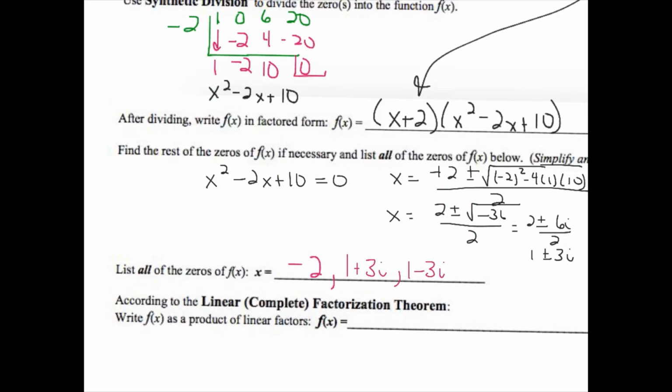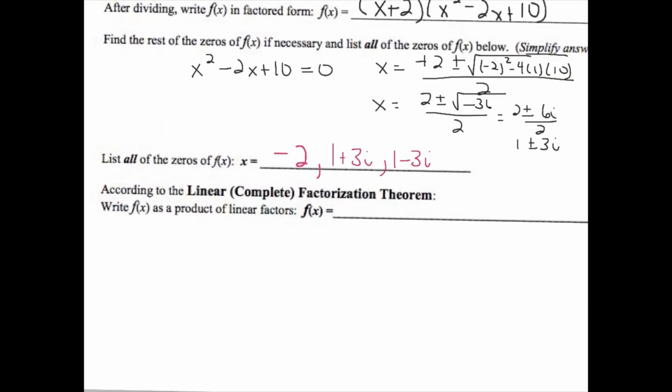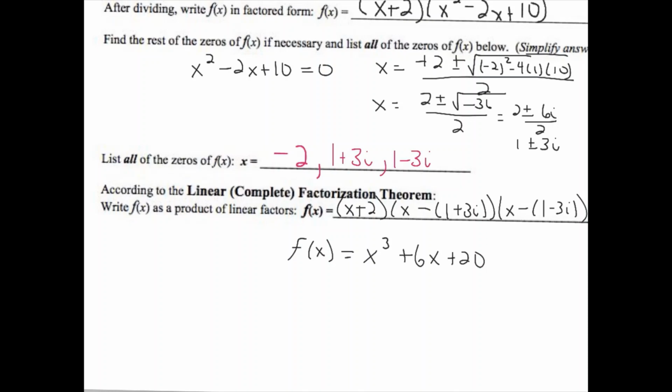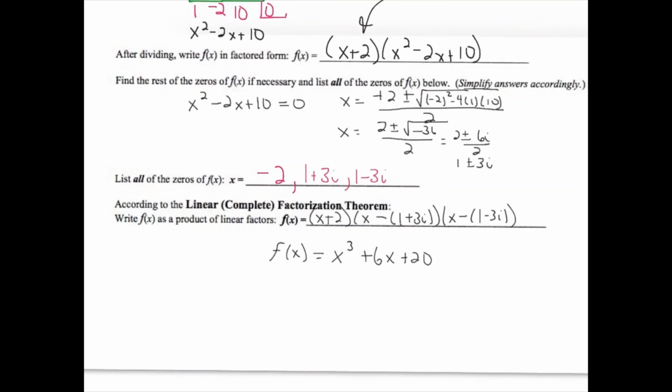So no matter what your degree is, you can find them all. And if I want, I can actually write my polynomial in factored form. This would be kind of a bizarre factorization, but if you remember, our original polynomial was x cubed plus 6x plus 20. So I know the factors now are those three factors. x plus 2, of course. And now that I found these complex roots, I can factor this as x minus (1 plus 3i) and x minus (1 minus 3i). So if you want to write it in factored form, once you know all these zeros, you just basically take x minus each of the zeros, and we are done.